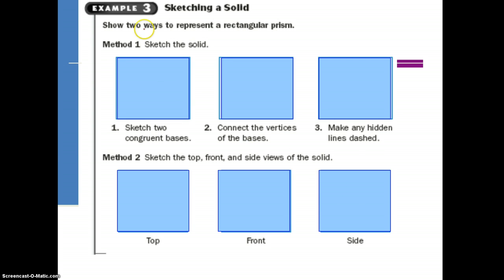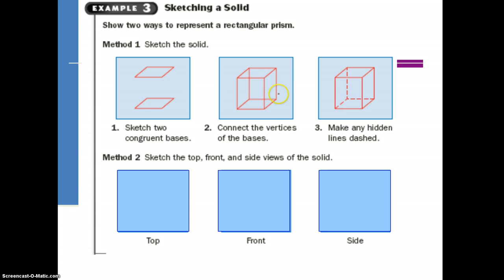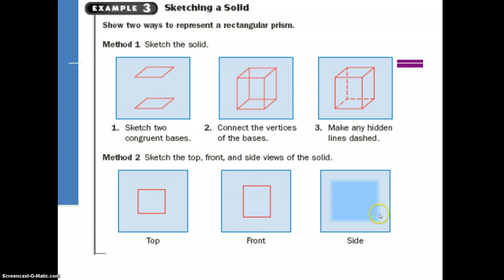I'm not going to ask you too much to sketch a solid, but if you do want to know, there are 2 ways to do it. You could start with the 2 bases, and then you connect them, and you've probably done this in art class before. The back part, you make as dashes, because that's the part that if you were looking at it, you can't really see. The second way is to start at the top, and then the front, and the side. So those are 2 different ways to represent a solid. Again, I'm not going to ask you too much to sketch, and anytime you see the word sketch, you can just skip it. Don't skip the problem, just skip the sketching.